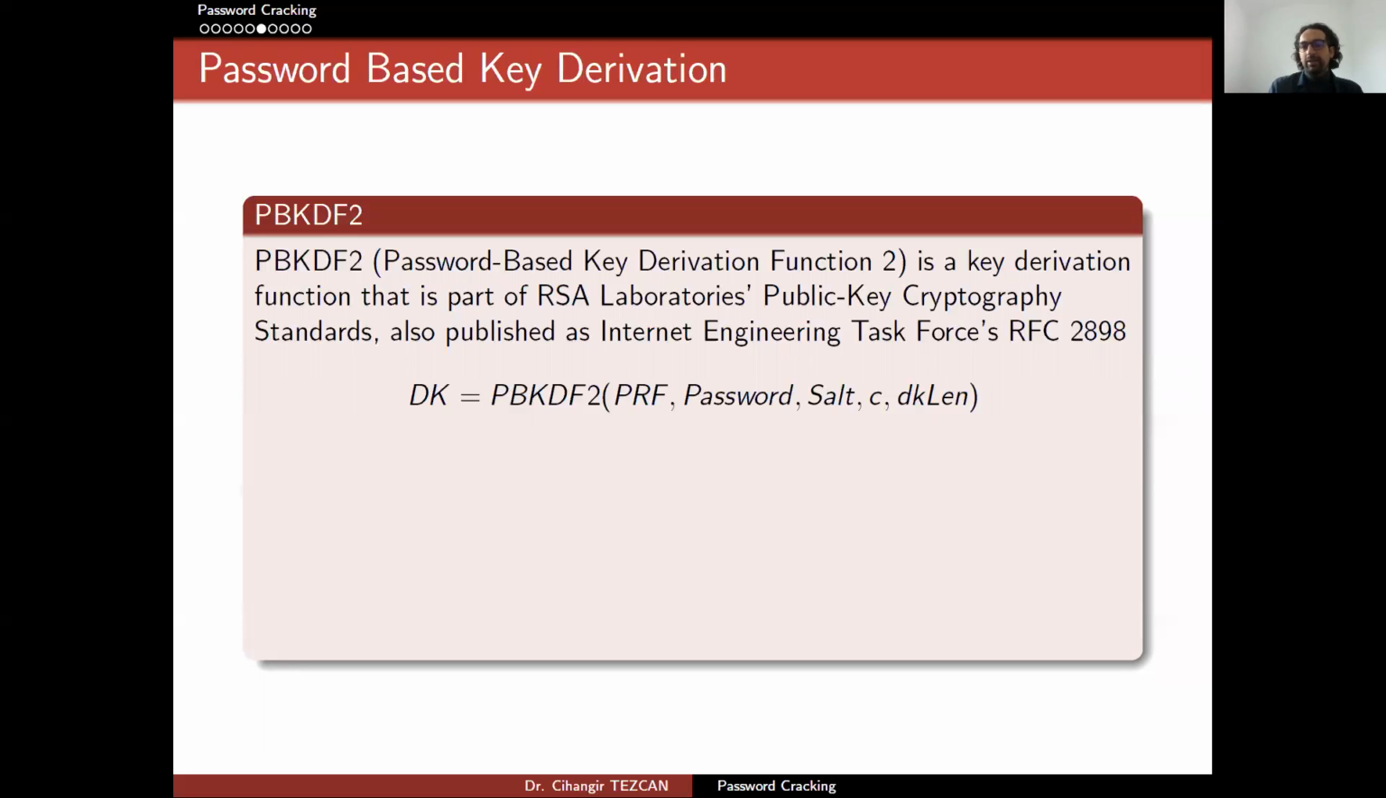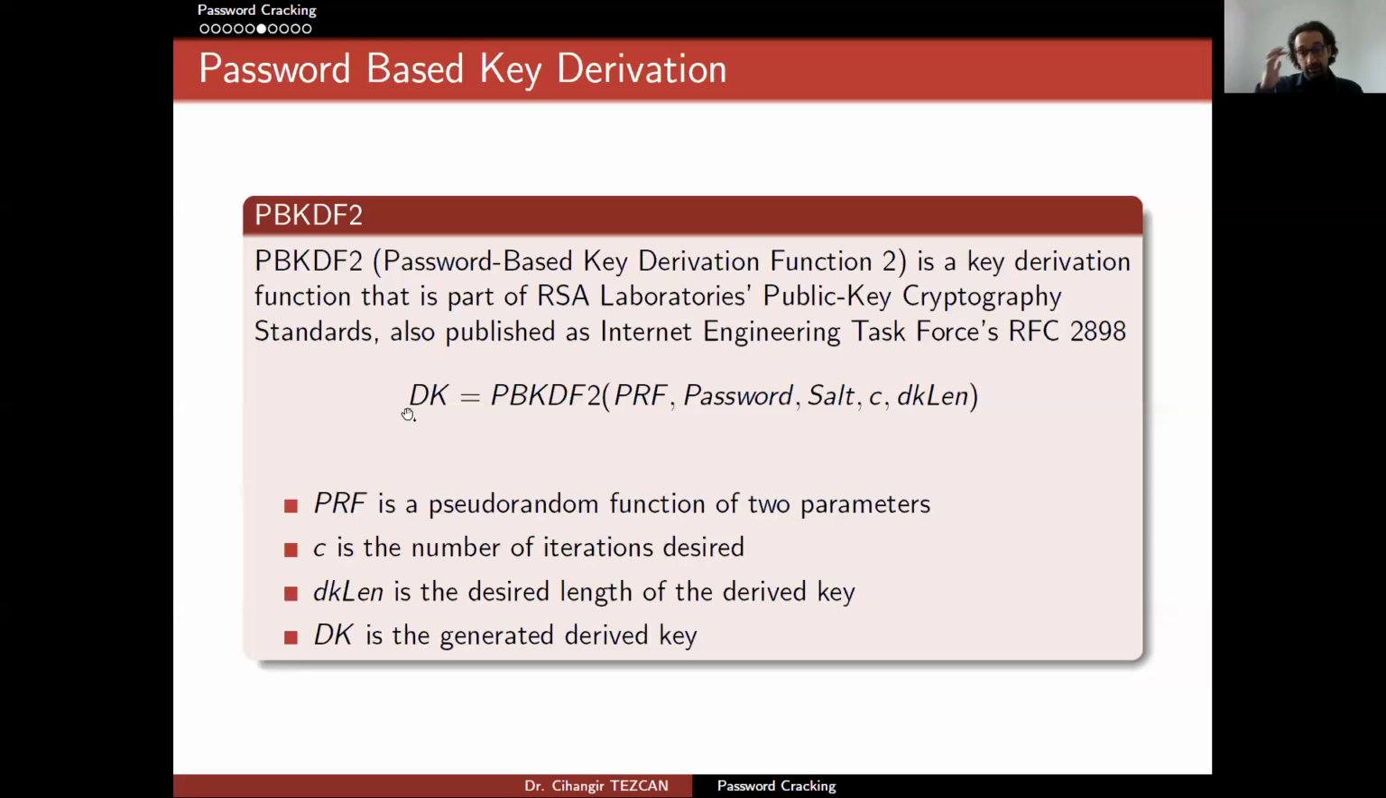So the idea is as follows. Instead of choosing a secret key, choose a password and choose a hash function, use it in a message authentication code way, and use a salt, and indicate how many times this hash operation is going to be performed. And here you represent the desired key length. So here are actually the explanations. The pseudo-random function just takes two parameters. We will see in an example how it takes these values and how it can be defined. C is the number of iterations desired.